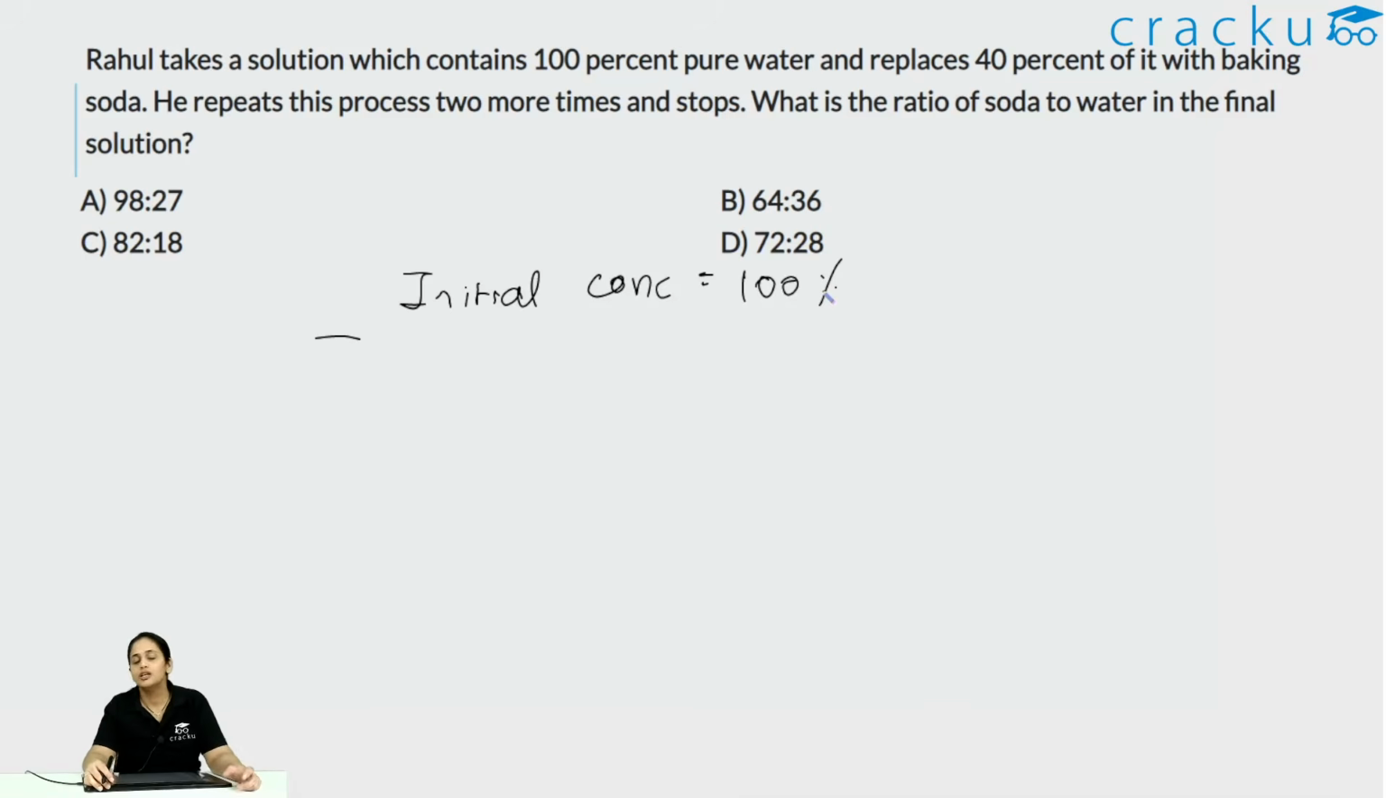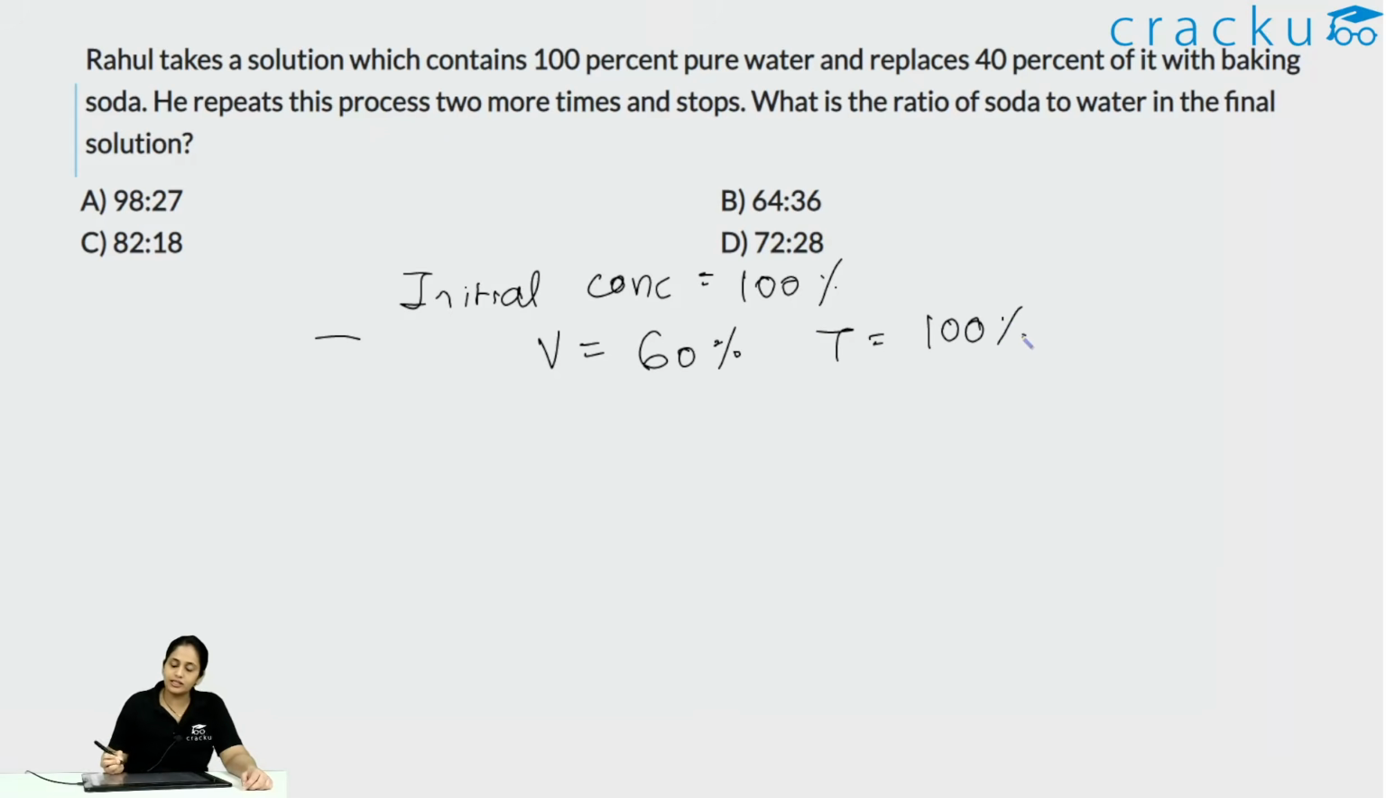If we find out the final concentration, we can find out the required ratio of soda to water. Each time you are removing water and adding back soda. So whatever percentage of water you are not removing will be V. If you are taking 100% and taking 40% out, V, the part left untouched, is 60%, and total volume T is equal to 100%. So each time 60% is remaining untouched and 40% is being replaced. He does one step and then 2 more times, so he does that step 3 times. So the final concentration is equal to, N in this case is 3.